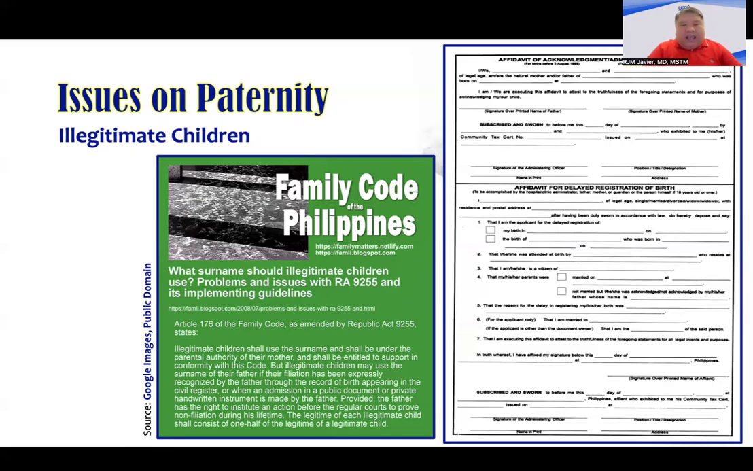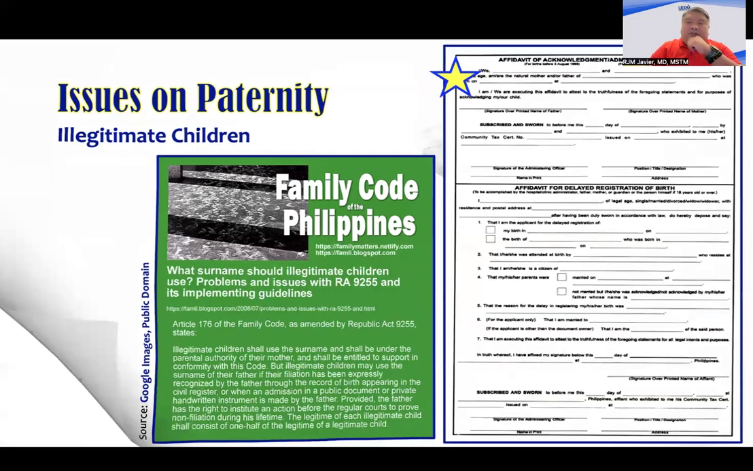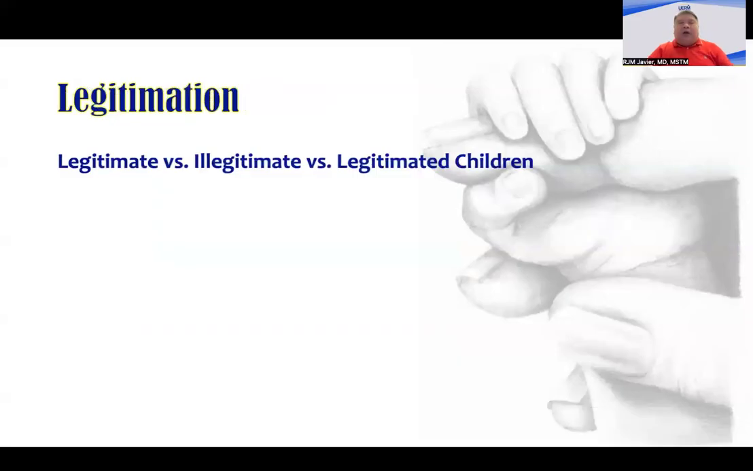And if you look at the Family Code of the Philippines and Republic Act 9255, there are certain issues that you need to understand first. So if you look at the affidavit, the biological father of an illegitimate child can write this affidavit acknowledging the child, but there are certain issues that you need to understand. What is legitimate versus illegitimate versus legitimated? What are legitimate versus legitimated children?